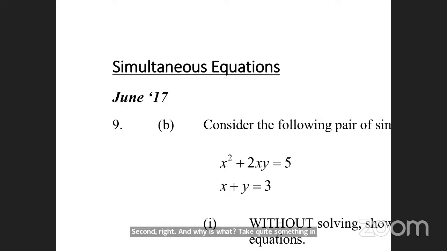Y is equal to 3. That's not it. Missing something. 3 minus x, right? Because you have to move the x across. So y is 3 minus x. And then follow the steps from there. So go ahead, Olive. Let's see if we can get this one right. Make y the subject, substitute.